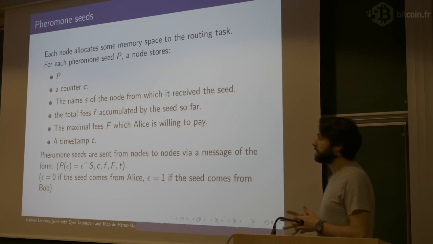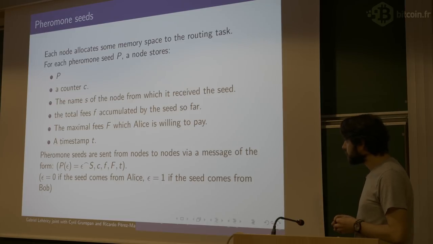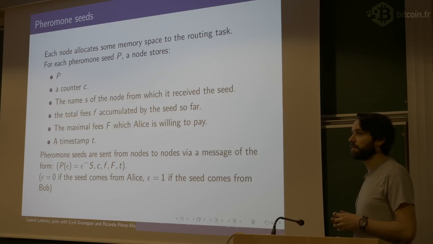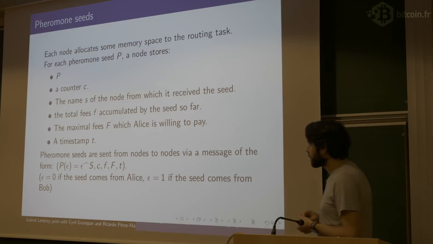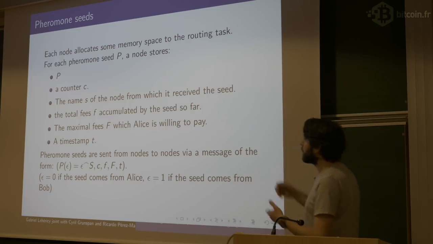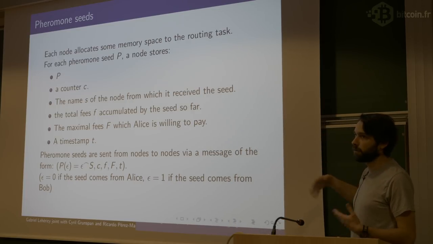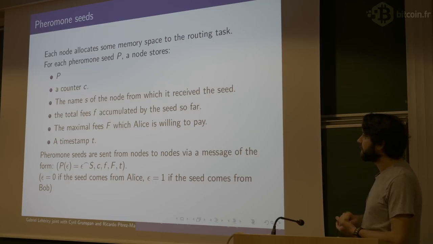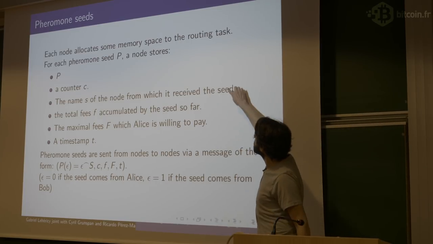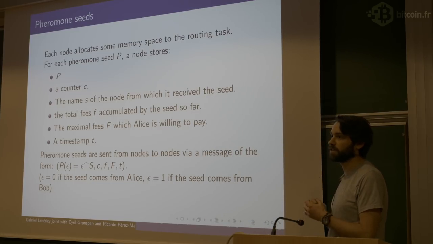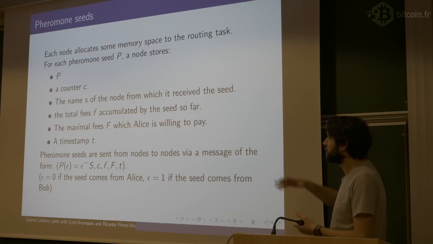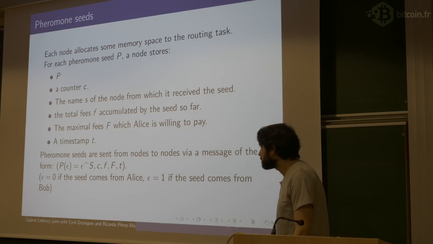Also, as I said, if Alice decides to add fees, they need to keep these fees in memory, so they keep the maximal amount of fees that Alice wants to pay. And also, they need to keep track of how many fees have accumulated on the route. But when pheromones are forwarded, they don't send everything because they don't need to send this one. In order to preserve anonymity as much as possible, they send as little information as possible. So they only send the rest.